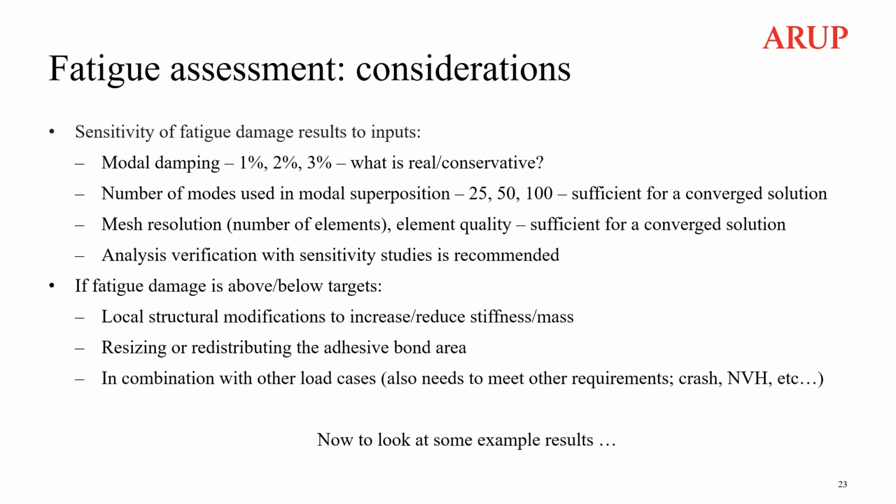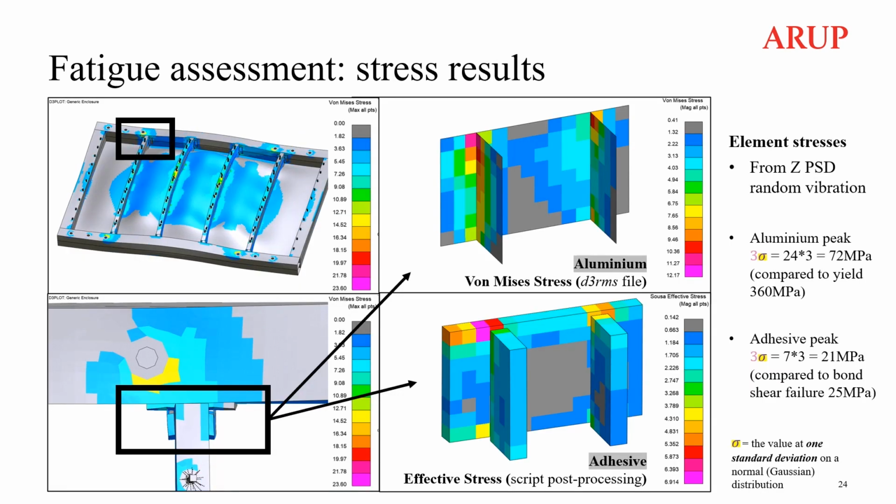So, now to look at some example results. First, looking at some element stresses from a Z direction PSD of random vibration. The aluminium peak von Mises stress anywhere on the battery enclosure from the D3RMS file is 24 megapascals, giving a 3 standard deviation value of 72 megapascals, significantly lower than the aluminium yield value of 360 megapascals.